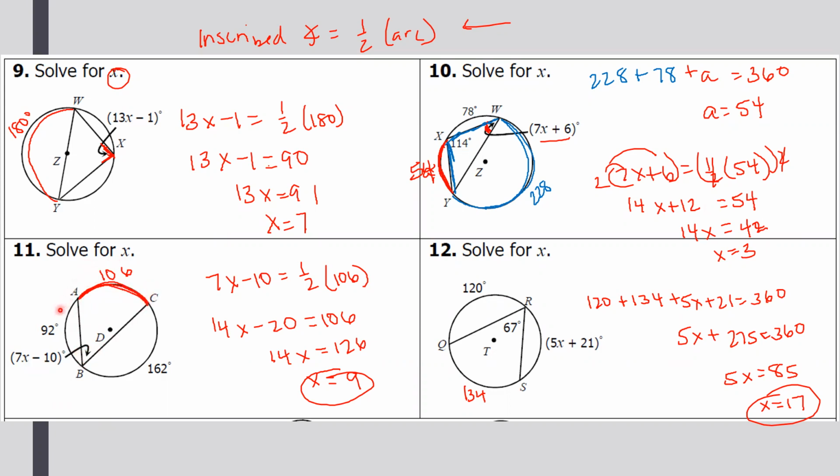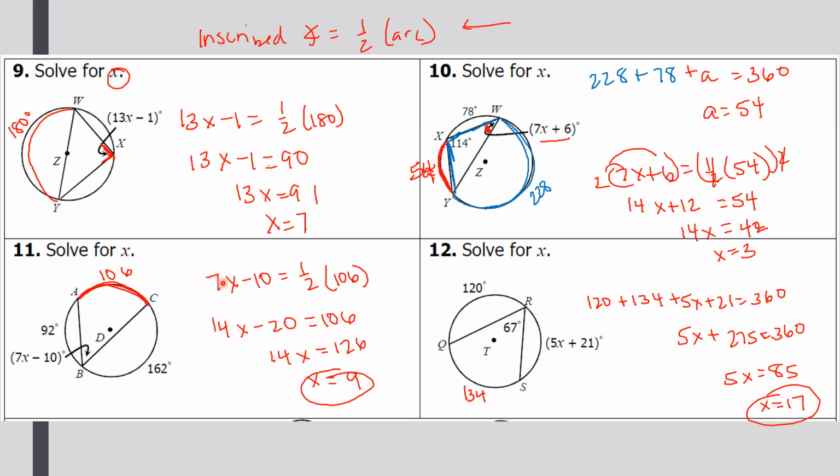We know that the entire measure of a circle is 360. So we can take 360 and subtract 162 and subtract the 92 to tell us that missing arc was 106. And now I know the inscribed angle is 7x minus 10, and the arc inside of it's 106. So we can say that the inscribed angle equals half of the arc inside of it. I multiplied both sides by 2 to get rid of my 1/2. You could have just multiplied half of 106. It doesn't matter. You can choose whichever way you want to solve. I multiplied both sides by 2.